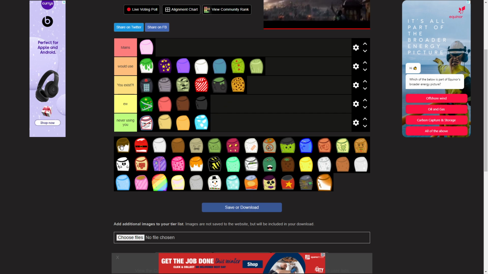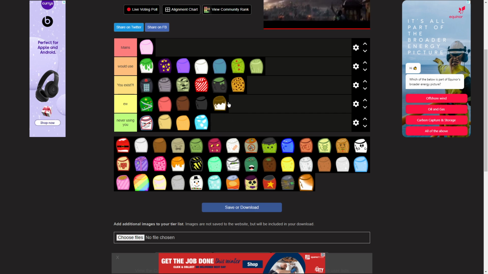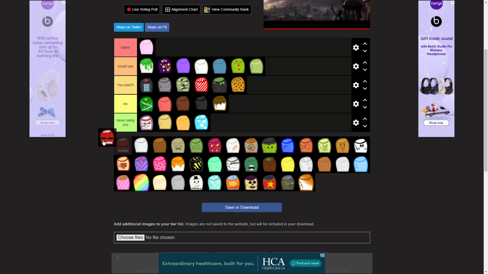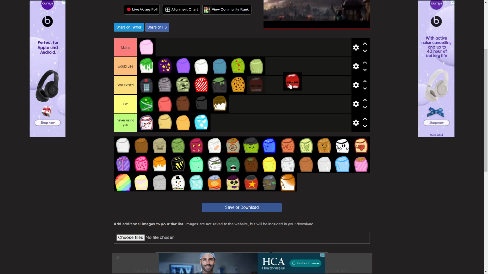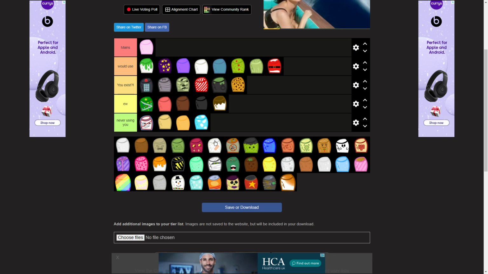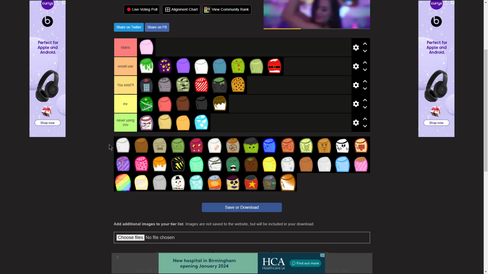Choco dipped. I'm going to put in ew, because I don't like the outline of it being a lighter brown. Santa suit. I don't have this one specifically, but I do have the recent one. And I'm gonna put it in would use because of the red. It's my first ever red marshmallow, so I really needed a red marshmallow for some people. So I'm glad I got that.